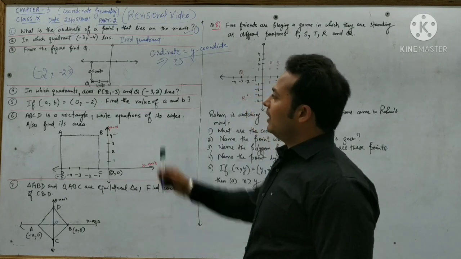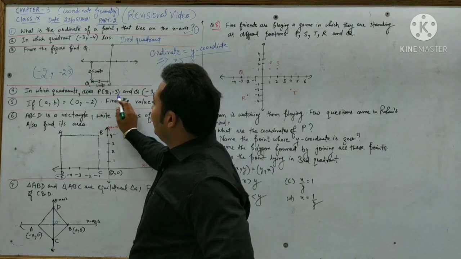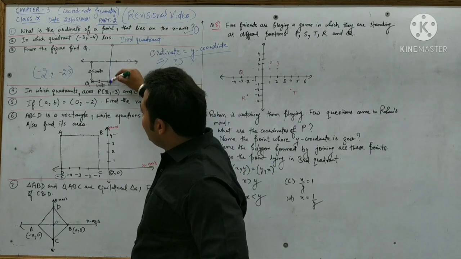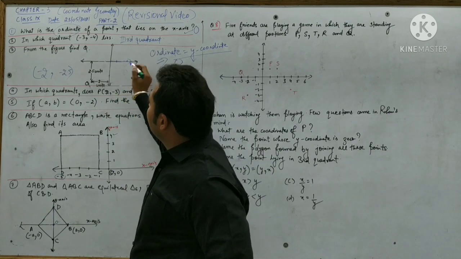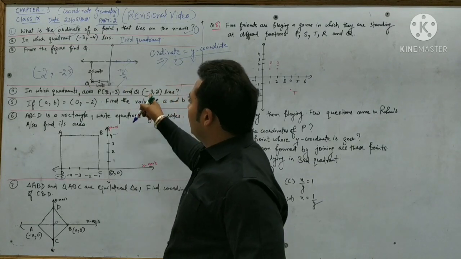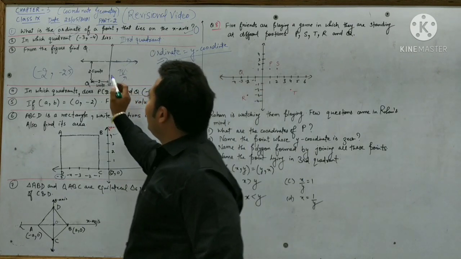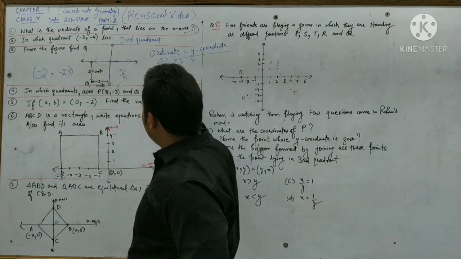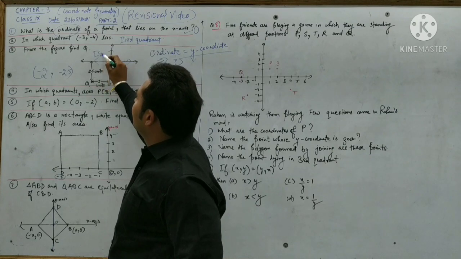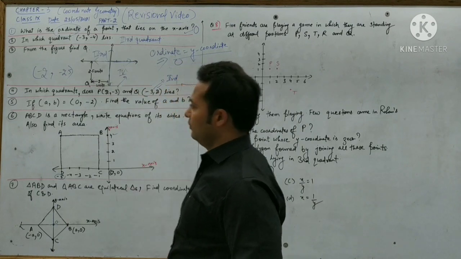Our next question is, in which quadrants do P and Q lie? See, x is positive, y is negative. X is positive means right-hand side of the origin. Y is negative means the downside of the origin. So the quadrant is the fourth quadrant. Here we have -3, 2. X is negative means x is on the left-hand side of the origin, and y is positive means upside of the origin. So this is the second quadrant. It will lie in the second quadrant and the other in the fourth.